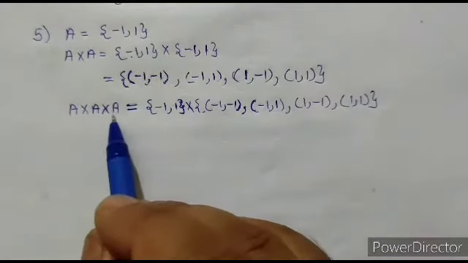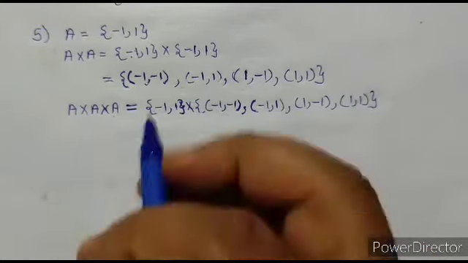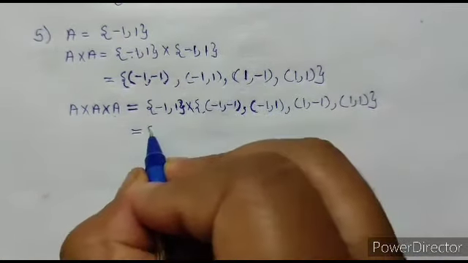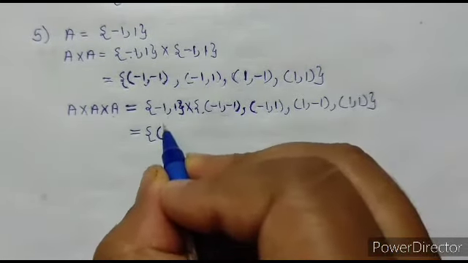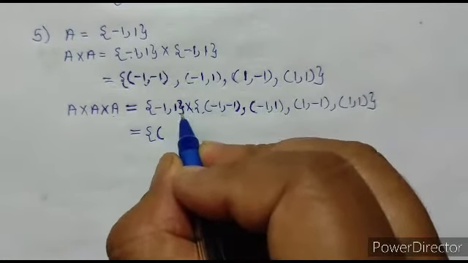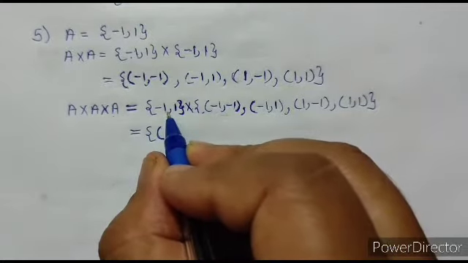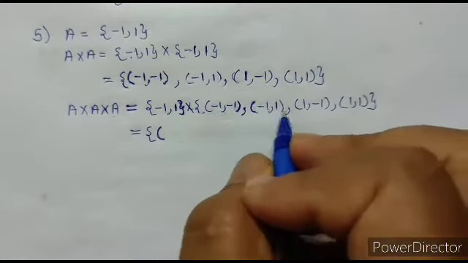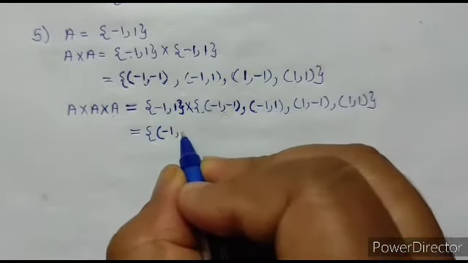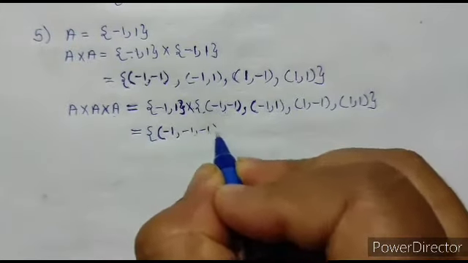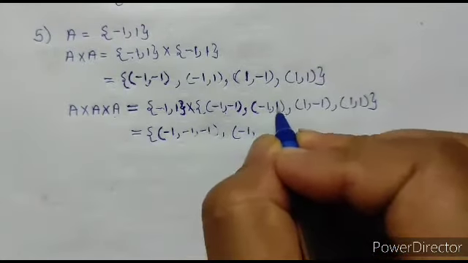Now A cross A will be equal to set A into set A. Again, set A cross A will have elements that are ordered pairs whose first element is from set A and second element is from set A. So that will be (-1, -1). Now the second element will be (-1, 1).